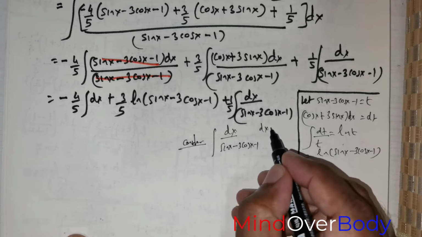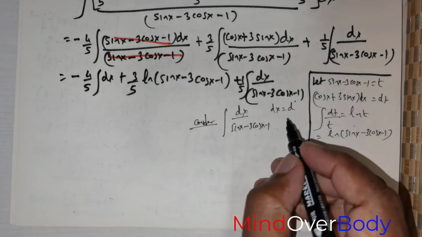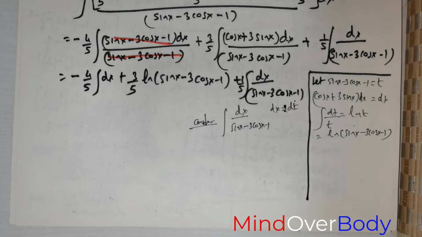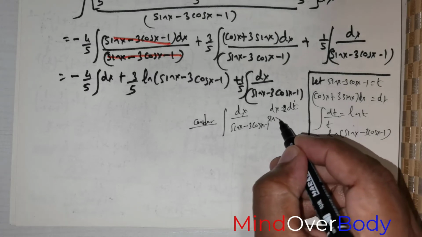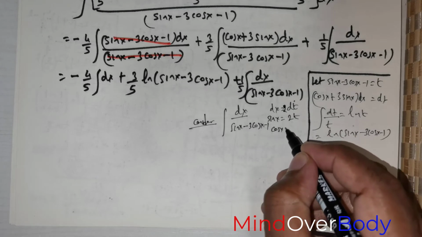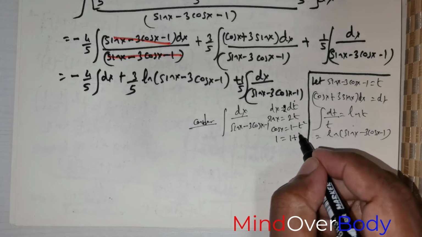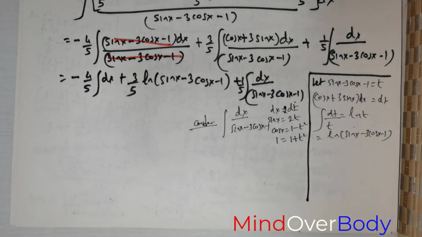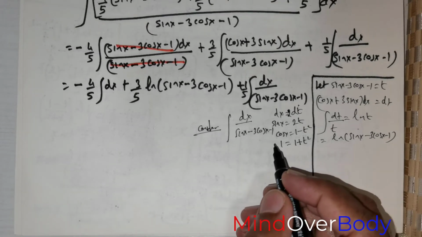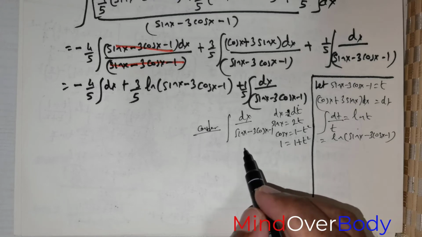So in place of dx we will substitute the following. So this is going to be 2 times dt. In place of sine x we will substitute 2t. In place of cos x is going to be 1 minus t squared. In place of 1 is going to be 1 positive t squared. So these are the substitutions that will go into the problem. So this is actually the shortcut, but the long way I've already done it in the previous question, so you can just check that out.